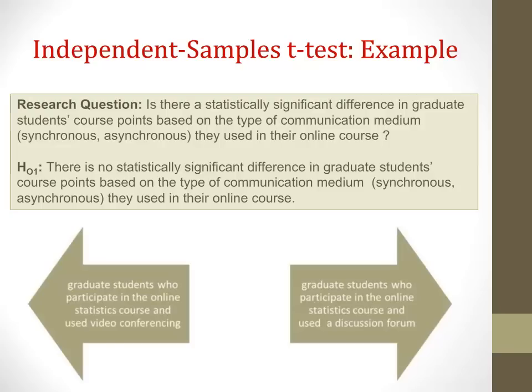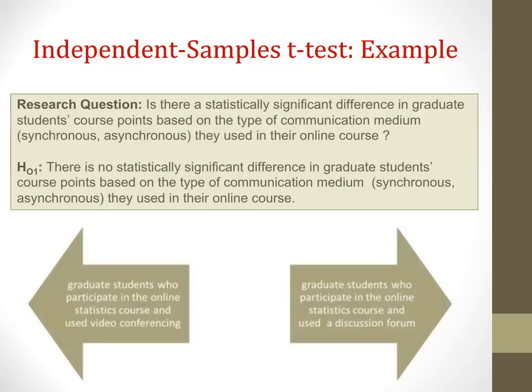Here, the research question that the researcher proposes is this: is there a statistically significant difference in graduate students' course points based on the type of communication medium they use in their online statistics course? The null hypothesis simply states that there is no statistically significant difference in graduate students' course points based on the type of communication medium used to communicate in their online course.